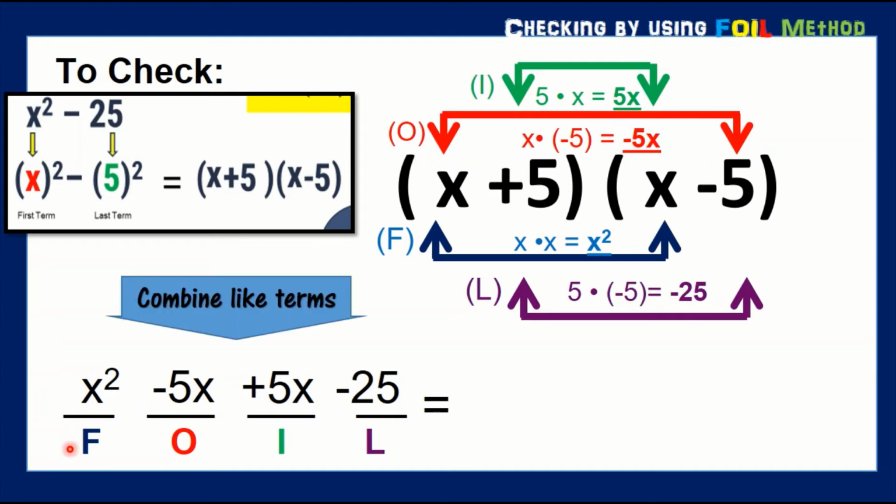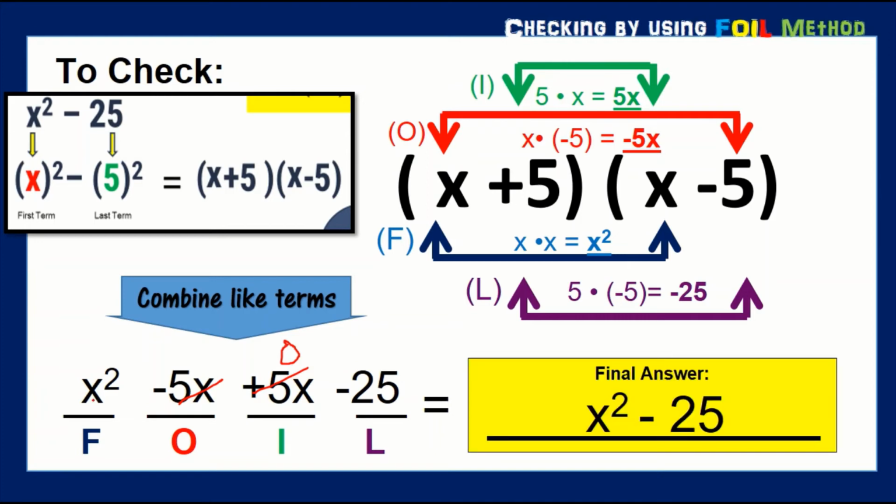So, combining like terms, kung pinag-plus natin ito, magiging 0 yan. Okay, so kung 0 yan, ang matitira na lang ay x squared minus 25. So, from this, we already proved that the factors of the given binomial is these factors.